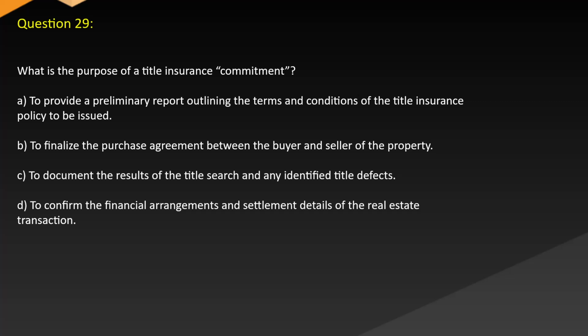Question 29. What is the purpose of a title insurance commitment? A. To provide a preliminary report outlining the terms and conditions of the title insurance policy to be issued. B. To finalize the purchase agreement between the buyer and seller of the property. C. To document the results of the title search and any identified title defects. D. To confirm the financial arrangements and settlement details of the real estate transaction.